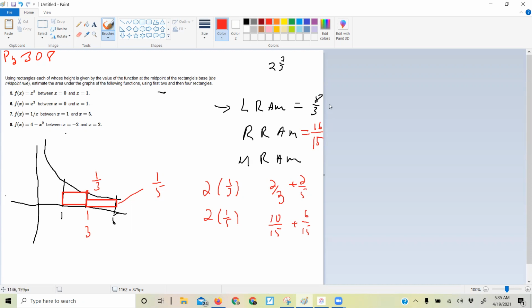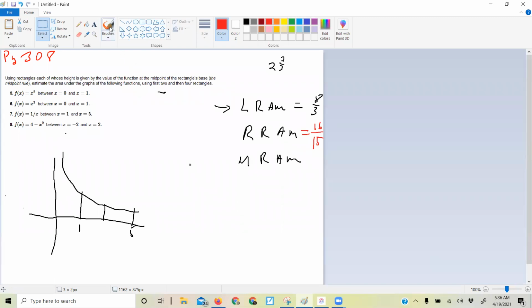Now if we do the MRAM, we're going to go with the middle. So I've got to figure out what the middle is, and sometimes that's easier said than done. I'll go to blue. So this is 3, and those are two wide, right? So isn't halfway at 2? So what I do is I draw where that line hits the curve, and that's at 2, and I'll do the same thing here. So that's 2 wide, so that's at 4. And then here are my rectangles.